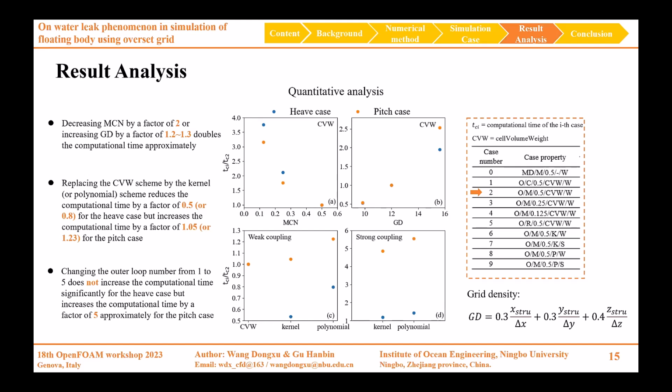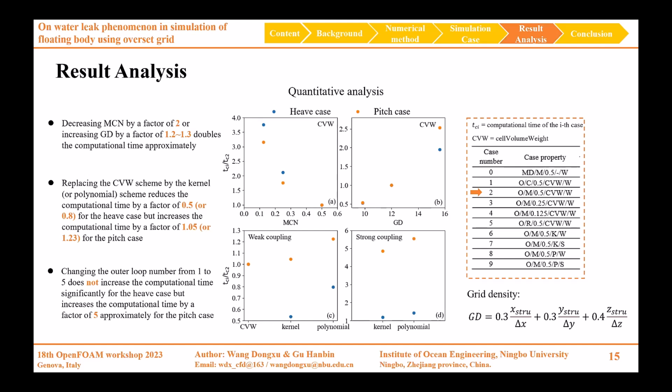So from this figure, we may obtain 3 conclusions. The first, from the top 2 sub-figures, is that decreasing the maximum prime number by a factor of 2 or increasing grid density by a factor of 1.2 to 1.3 doubles the computational time. The second conclusion is that replacing the cell volume weighted scheme by the canal or polynomial scheme reduces the computational time by a factor of 0.5 or 0.8 for the Hill case. But it increased the computational time by a factor of 1.05 or 1.23 for the pitch case.